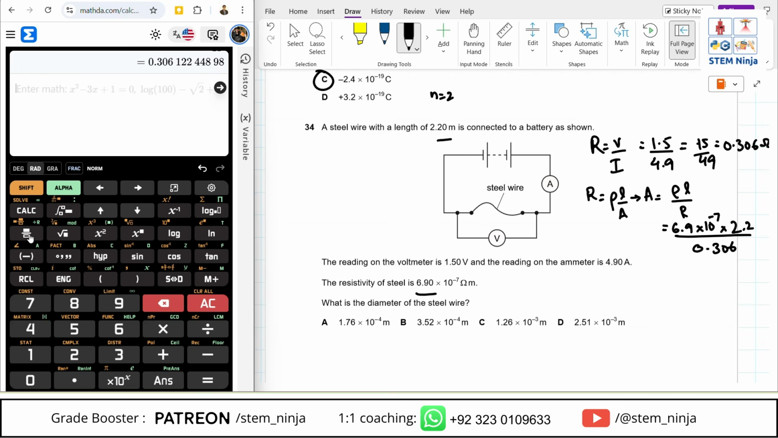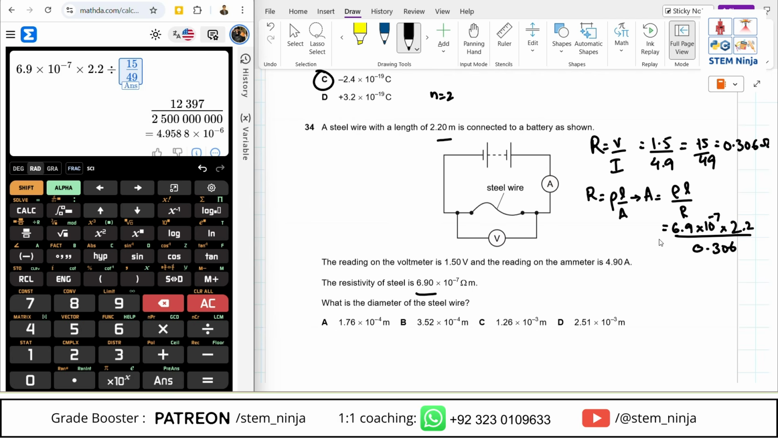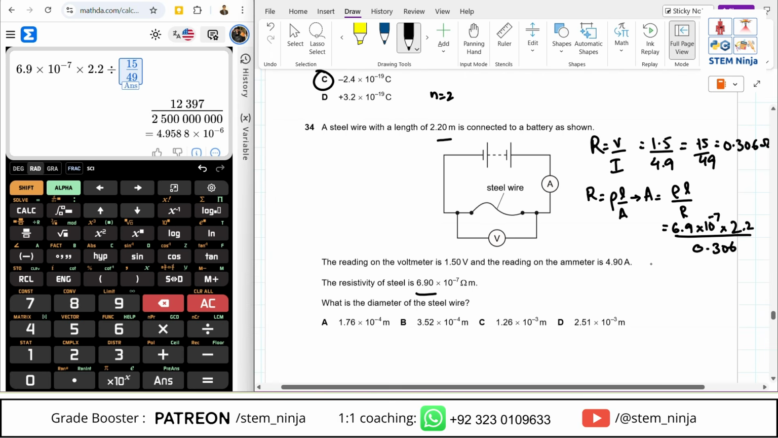Okay, so this would be 6.9 times 10 raised to power minus 7 times 2.2 divided by the answer. So this is going to be a very small number. So let's find the standard form of this. Area is 4.956 times 10 raised to power minus 6 meter squared.